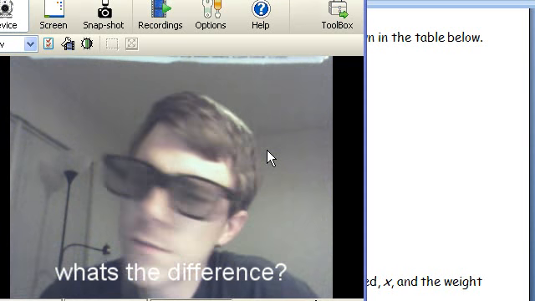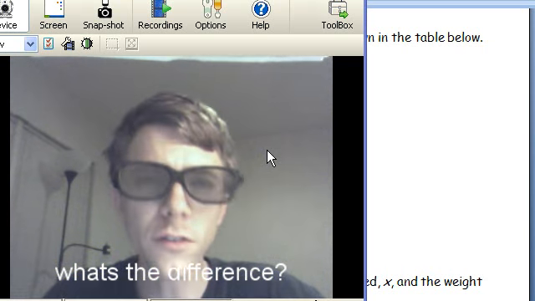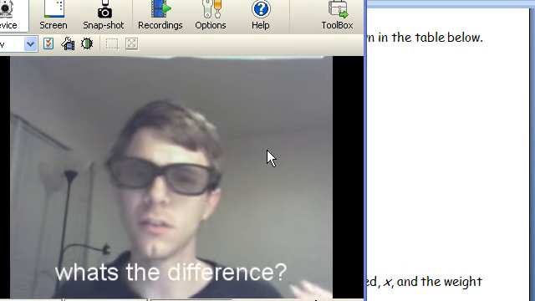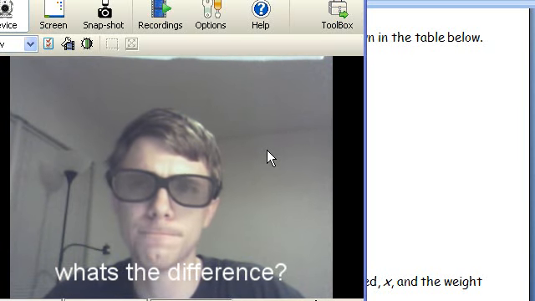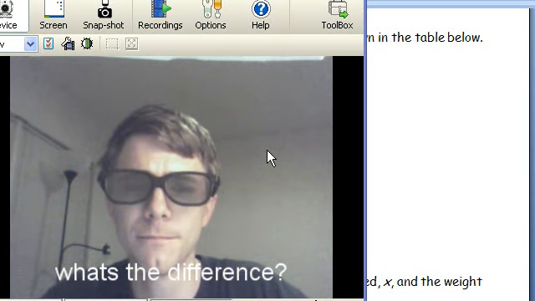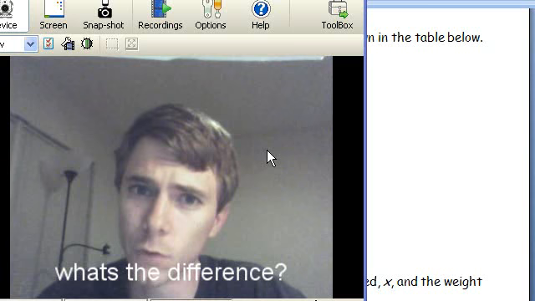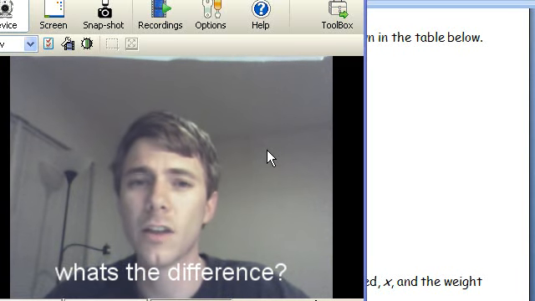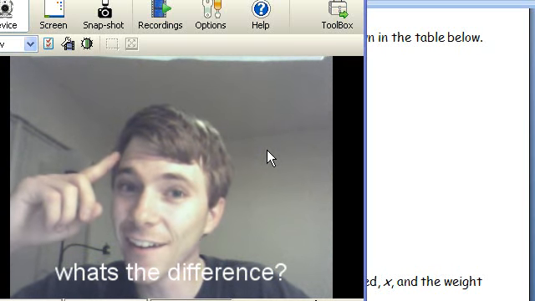So here's a question to test your observation skills. What's the difference between my appearance now and my appearance about, I don't know, 10 minutes ago when I was reviewing question 10? If you said these glasses, you're wrong. You're very wrong. If you said the part in my hair, you're correct.